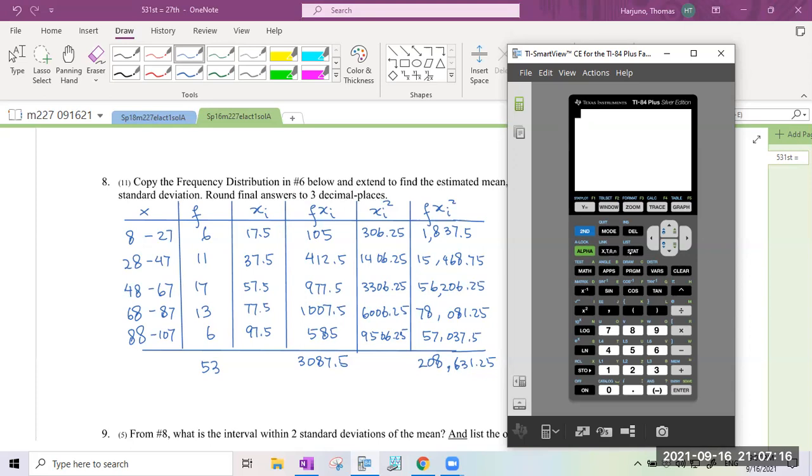I go to stat, and then edit. Now, I have some numbers here in L1, L2, L3. Let me clean them up first. Check yours. If your L1, L2, L3 are already occupied, then you need to clean them up. How to clean it up? You go back to stat and choose option number 4, clear list. I will clear list number 1 and 2 and 3.